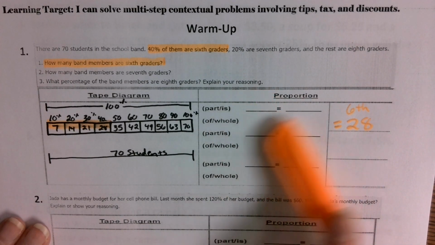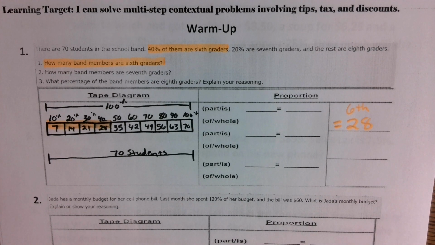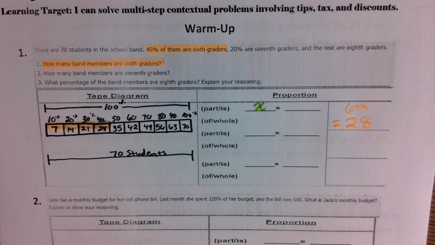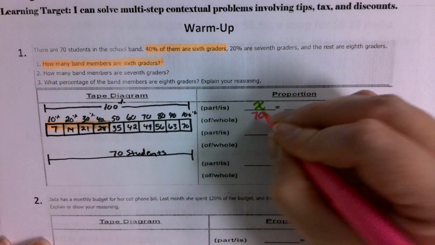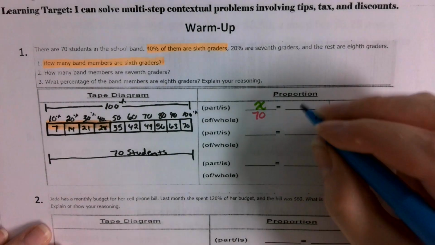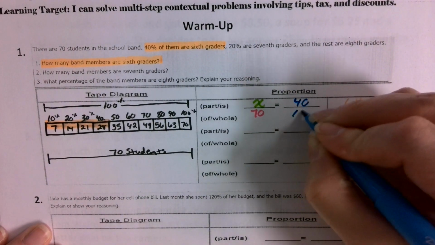Now, if I were to work that out as a proportion, remember a proportion is going to be X over the whole, which is 70 students in the band, equals my percent over 100.